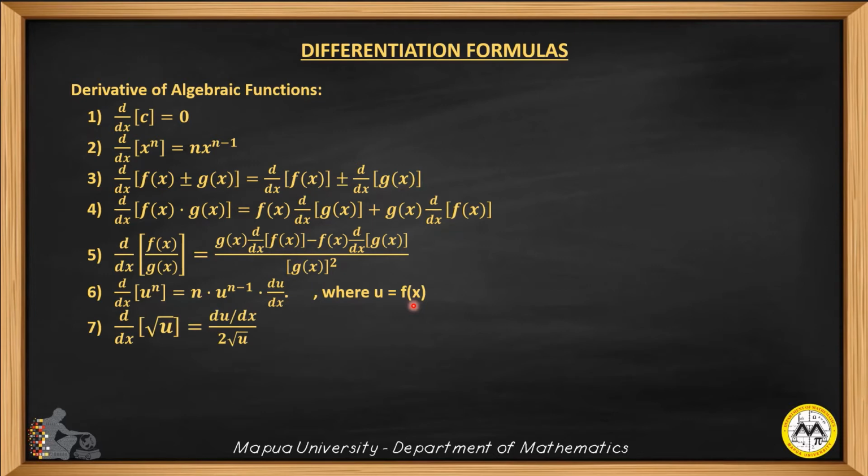Now, the rule given in number 6 applies to differentiating the square root of u with respect to x, or differentiating a power u to the 1 over n with respect to x. So, following the general rule, the derivative of the square root of u with respect to x would equal du dx divided by 2 the square root of u, and the derivative of u to the 1 over n would equal 1 over n times u to the 1 over n minus 1 times du dx.